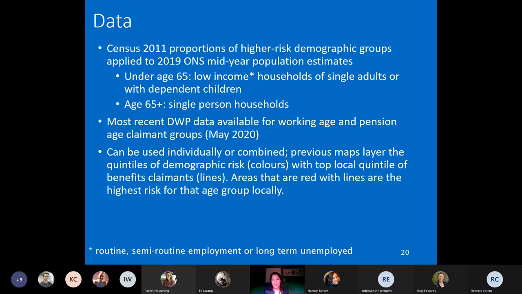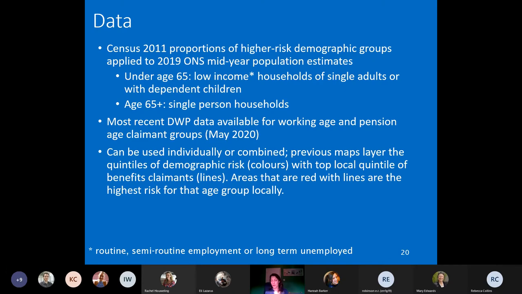So we use this to indicate the proportion of the population either under 65 claiming benefits or for age 65 plus claiming benefits, but we exclude anyone over the age of 65 who's claiming the state pension only. So you can use these two different domains either together or separately.